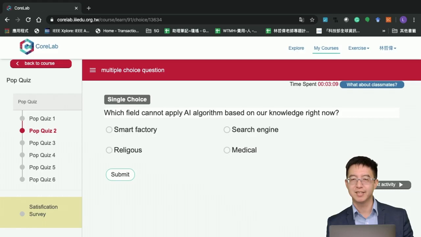Okay. Now for this quiz question, religion is not an AI algorithm application based on our knowledge right now. Yes, that's the correct answer.